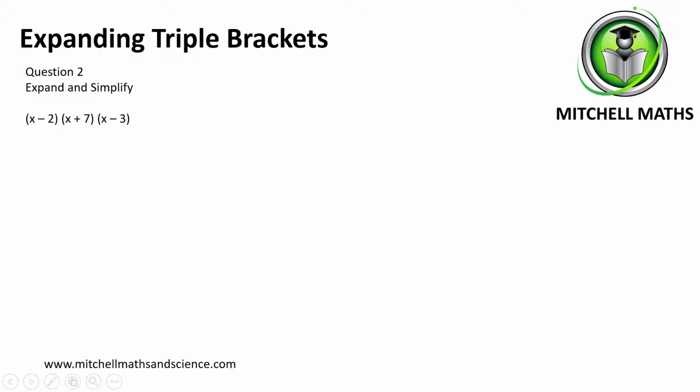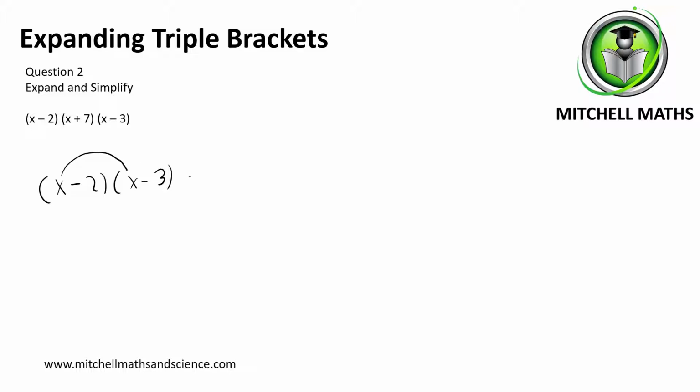If we have a look at this one, expand and simplify again. We've got x minus 2, x plus 7, x minus 3. I'm actually going to switch it around to make the numbers a bit smaller at the start. It doesn't matter which order you multiply in, so I'm going to do x minus 2 and x minus 3. I usually like to multiply the more simple ones together first, but it will work whichever way around you do it.